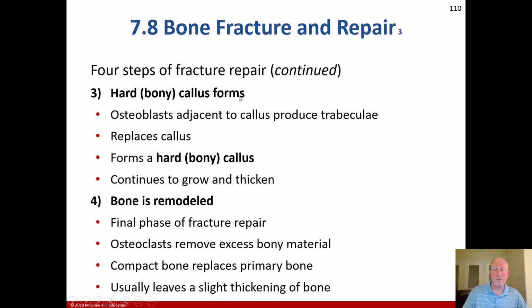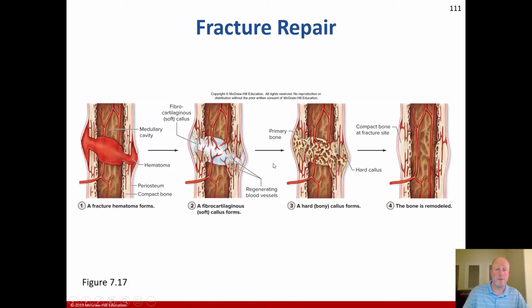And then the hard bony callus forms. Osteoblasts adjacent to the callus produce trabeculae, and that replaces the callus. This forms a hard bony callus, and that continues to grow and thicken. And then the bone is remodeled. In the final phase of fracture repair, osteoclasts remove the excess bony material, compact bone replaces primary bone, and it typically leaves a slight thickening of the bone. If it remodels, it comes back stronger. At least that's theoretically what should happen.